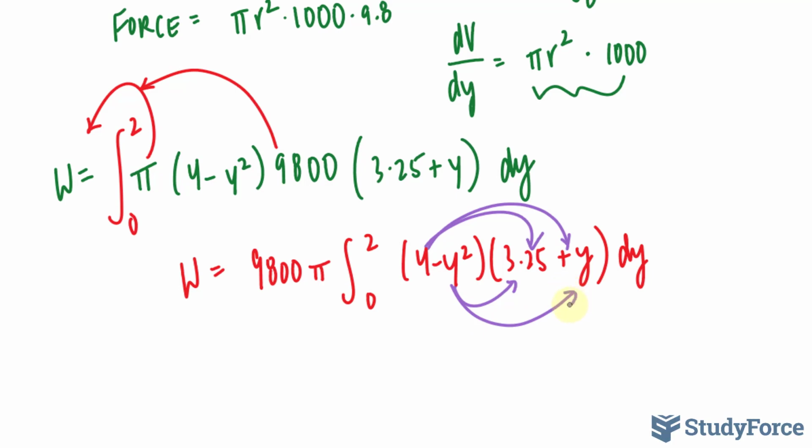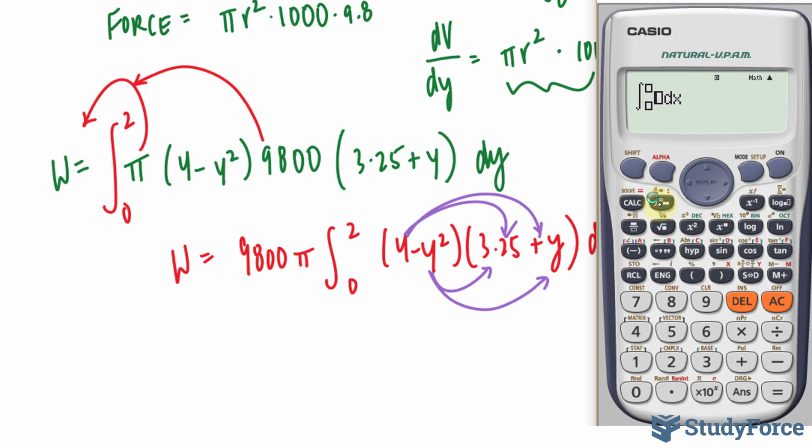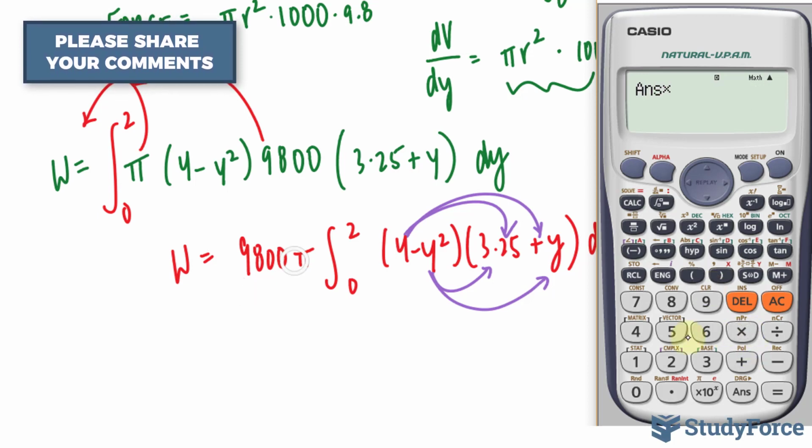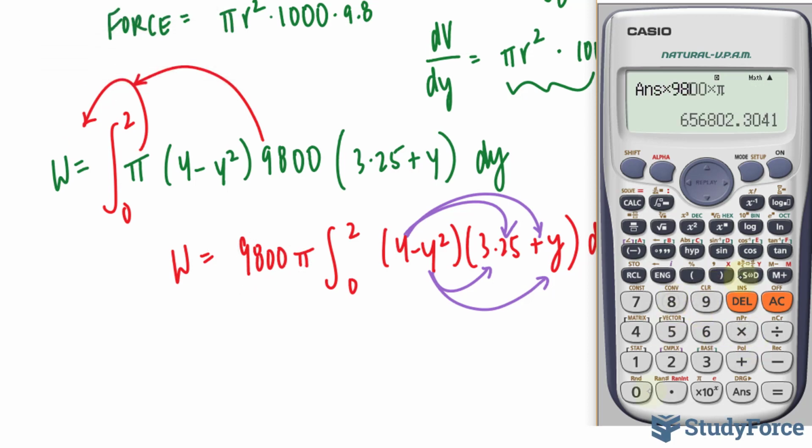And from here, I'll use my calculator to integrate by clicking this and substituting my function into here. 4 minus, and I won't use y, I'll use x because that's the way our calculator is configured, to the power of 2, times 3.25 plus another x. And now we put our bounds between 0 and 2. That gives us 64 over 3. We'll multiply this number now by 9,800 times pi. And this gives us approximately 657,000.